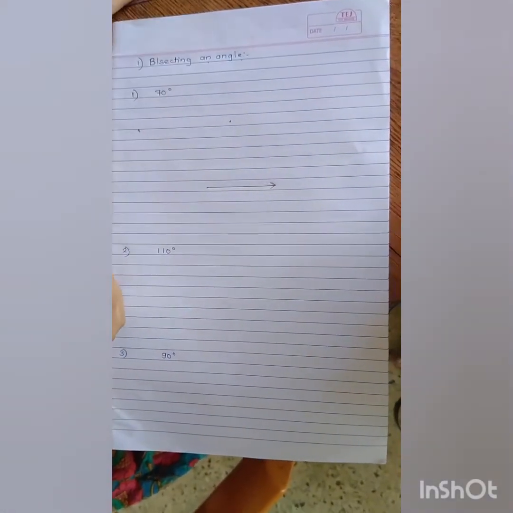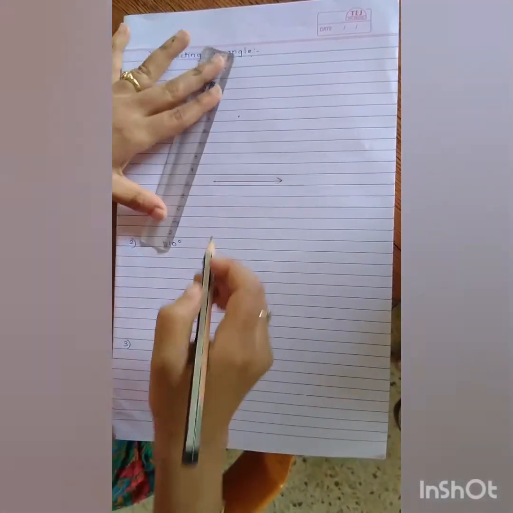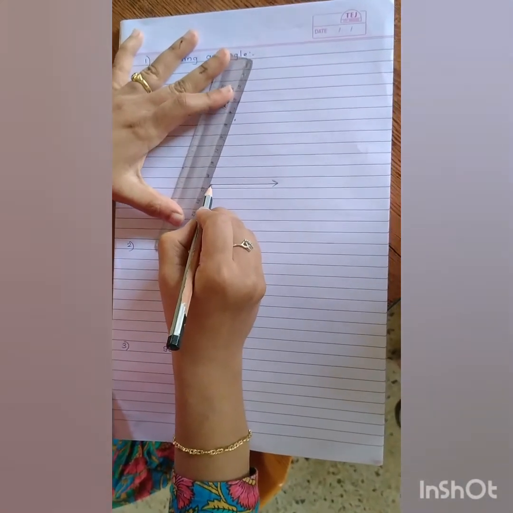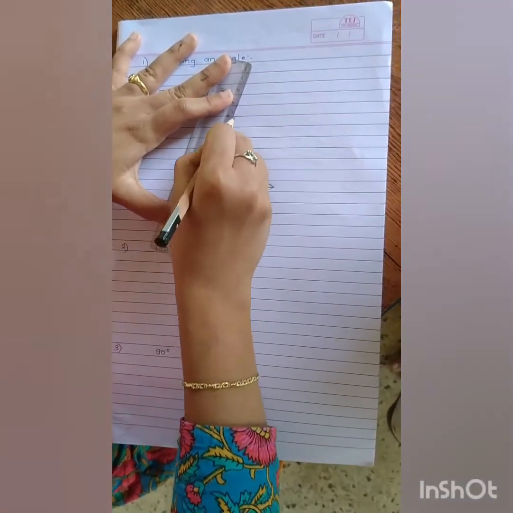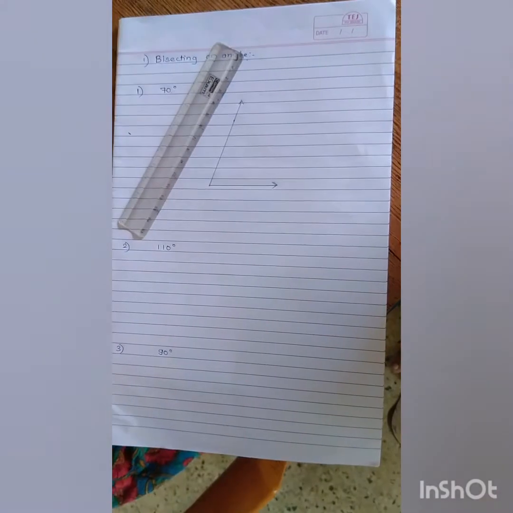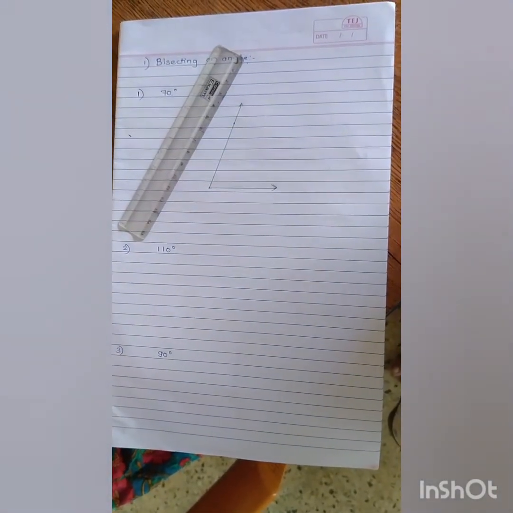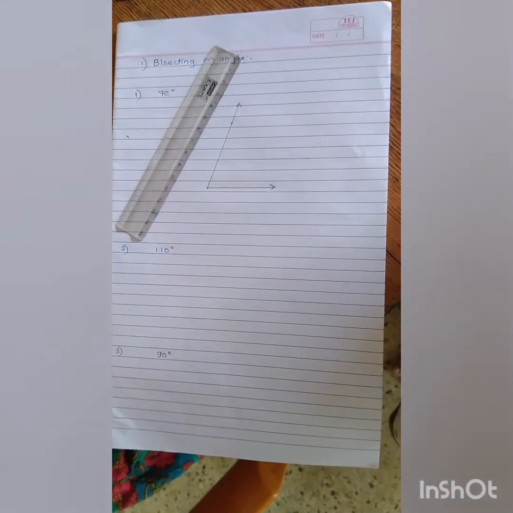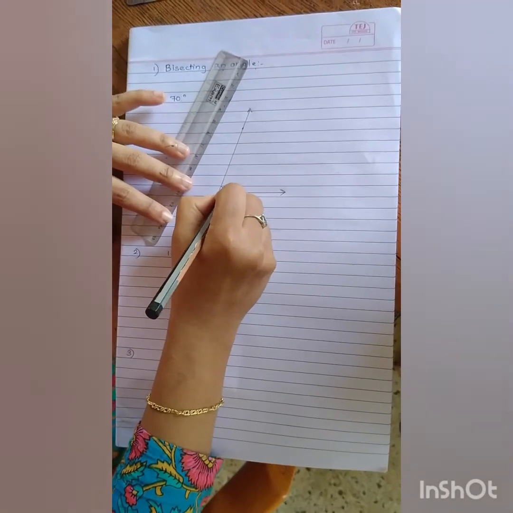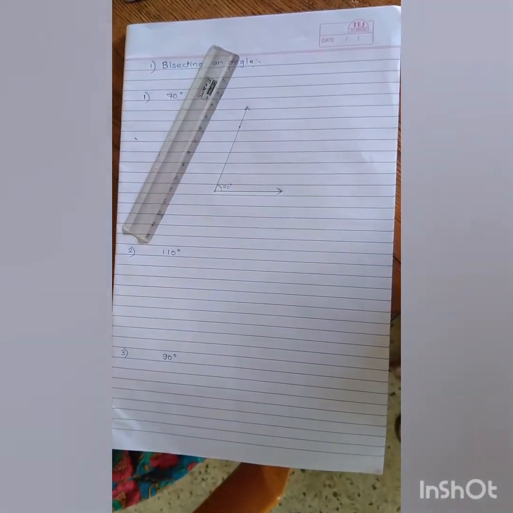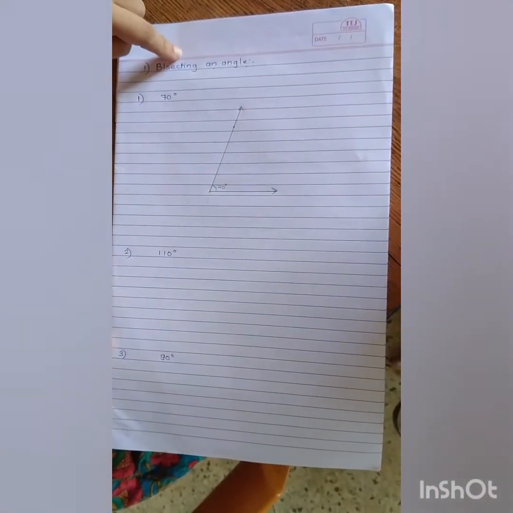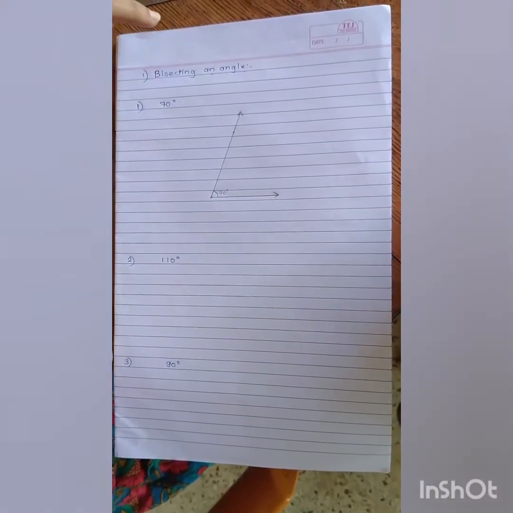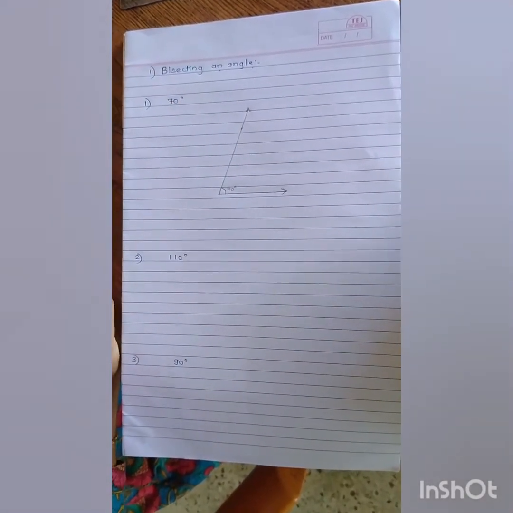Okay, I will remove this protractor. I am going to take the scale, and this point and the point which I just now got, I am going to intersect them. Fine. So now I got my angle which is measuring how many degree? 70 degree. My work is to bisect the angle. Bisecting an angle means I am going to divide it into two equal parts.